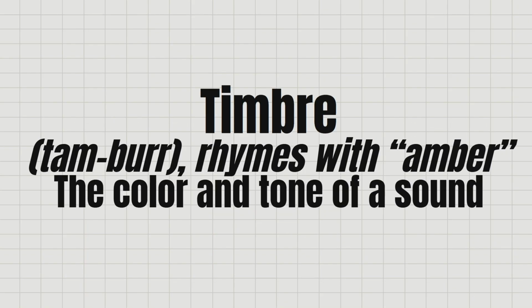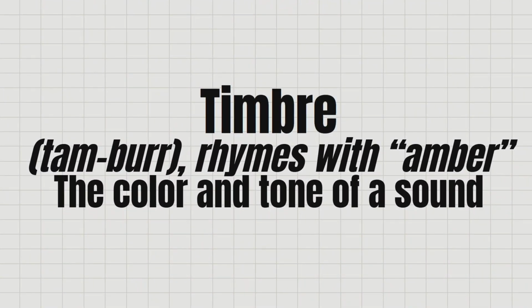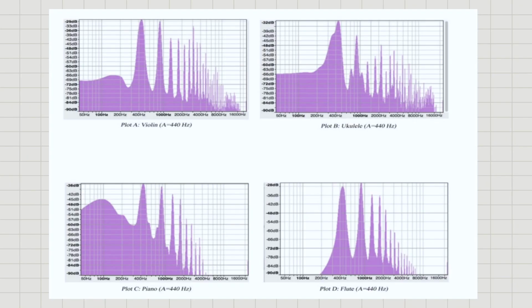Okay. The difference in sound is what we call timbre. Now I know that this word looks like the title of a Kesha song, but it's actually timbre. Okay, it rhymes with amber. It means the color and tone of a sound, the timbre. If you say timbre, people will know what you're talking about, but timbre is like what those in the know use. You know? If you know, you know.